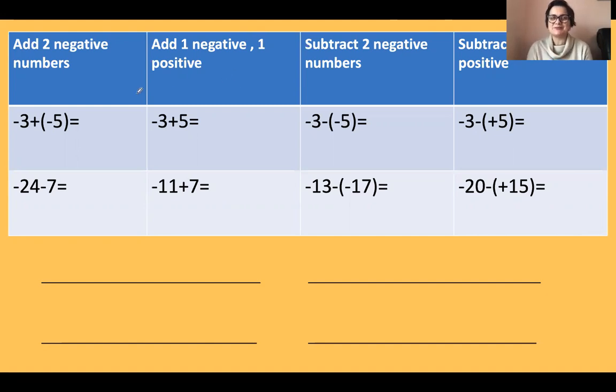I like grids because you can compare different operations with negative numbers in this case and in general, and you see the differences and similarities so that you don't make mistakes. So here we have adding two negative numbers, adding one negative and one positive, and then we have subtracting two negative numbers and subtracting one negative and one positive.